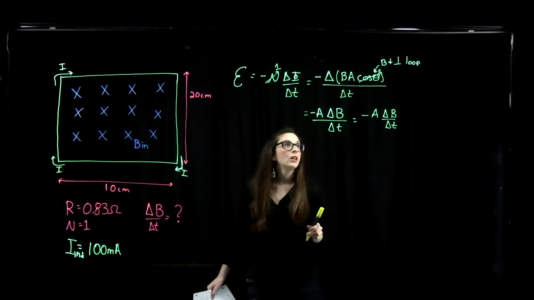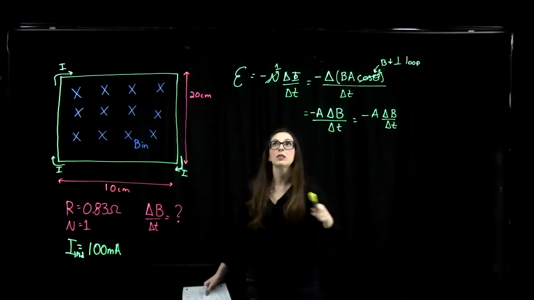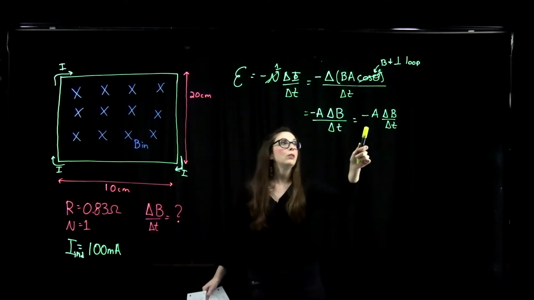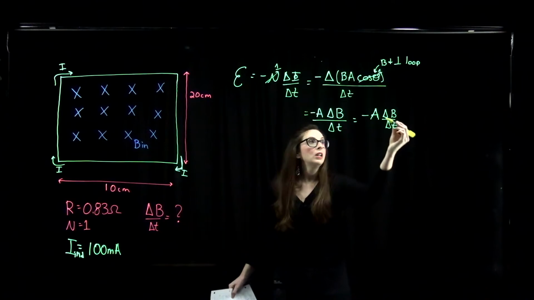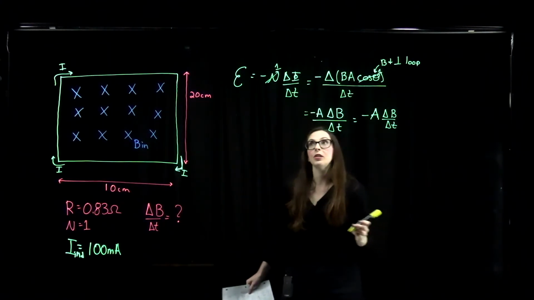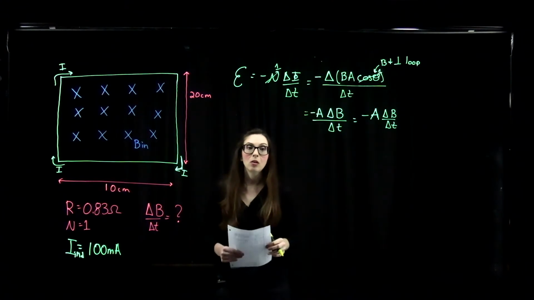Okay? So cosine of theta is 1 in this case. My induced EMF is going to equal minus the area of my loop, which doesn't change, times the change in magnetic field over the change in time. Okay, that's our induced EMF.